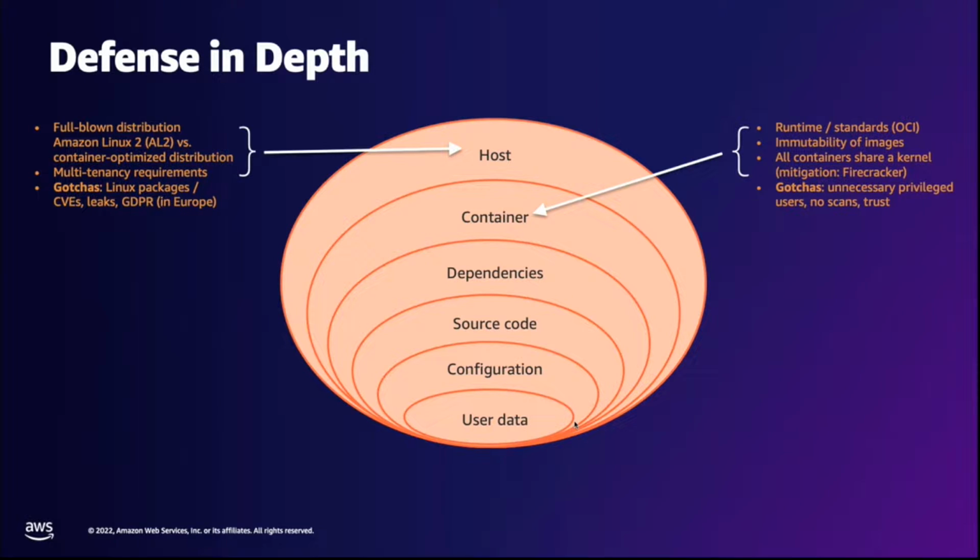Then come the runtime standards using OCI, immutability of images. All containers share a kernel, and you need to think about things like scanning your container, necessary privileges for users, access to the underlying services, syscalls, and so on and so forth. On top of that, you need to think about ways you're going to provide code analysis and source availability, right? So the types of languages, the attack surface. So you need to consider this.